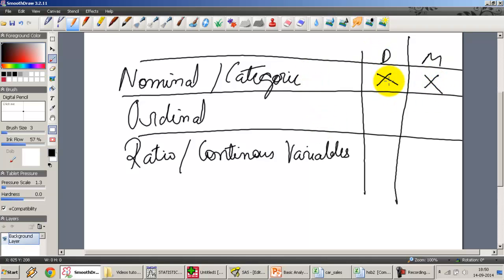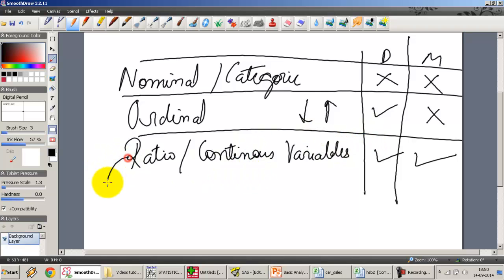You can't do any arithmetic operations on them. Ordinal variables, direction but no magnitude. So you still can't do arithmetic operations on them, but you can sort them ascending or descending based on the measurement that we want to use. Ratio or continuous variables, direction is there, magnitude is there as well. You can sort and you can do arithmetic operations, you can plot them on graphs.